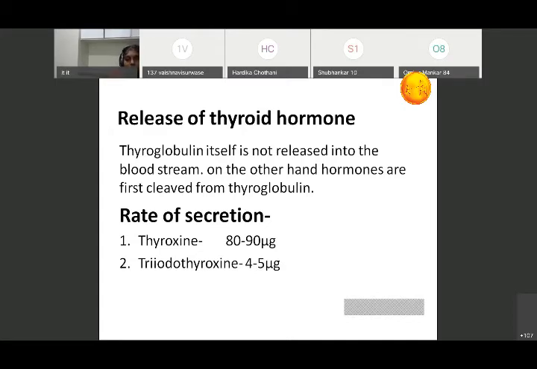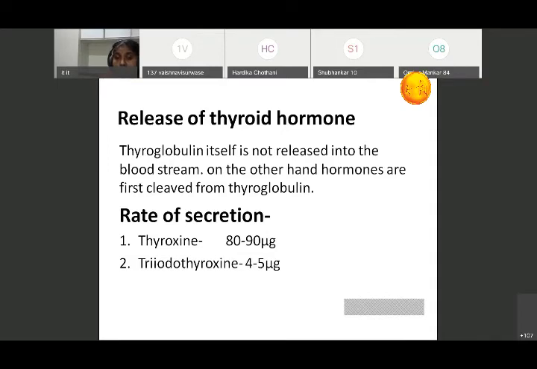Rate of secretion. The rate of secretion of thyroxine is more, 80 to 90%, and triiodothyronine, or T3, is 4 to 5 microgram. Plus, remember that T3 is more potent than T4. 90% of the hormone secreted is T4. T4 secretion is how much? 90%, and 10% is T3. But the T3 is 4 times more potent than the T4.